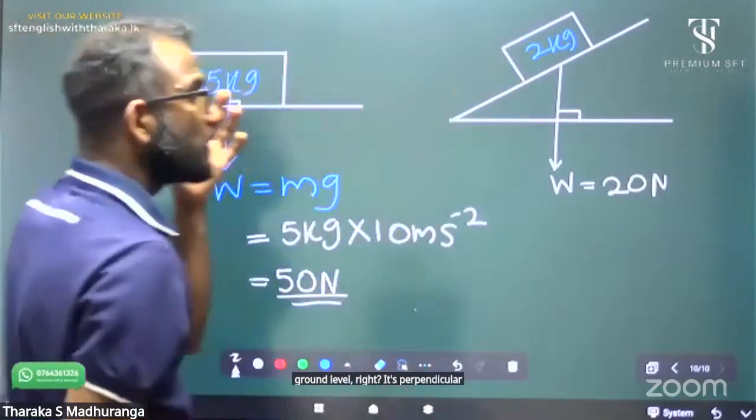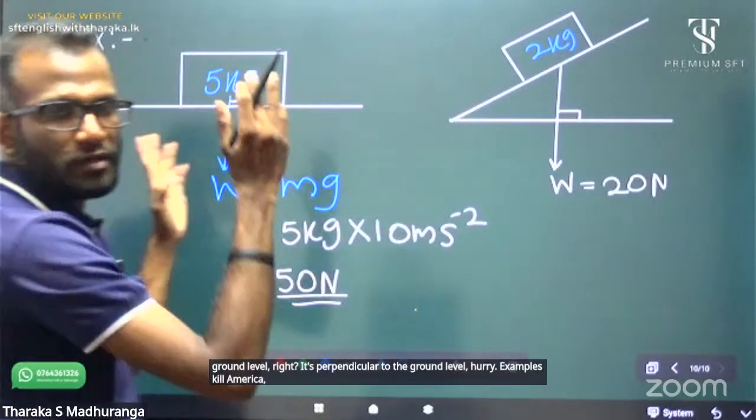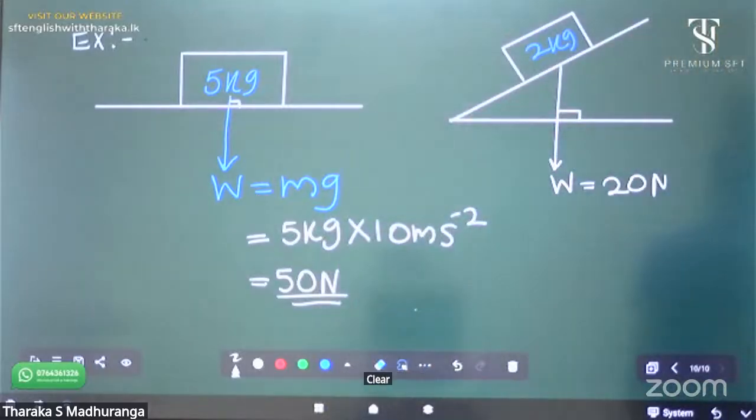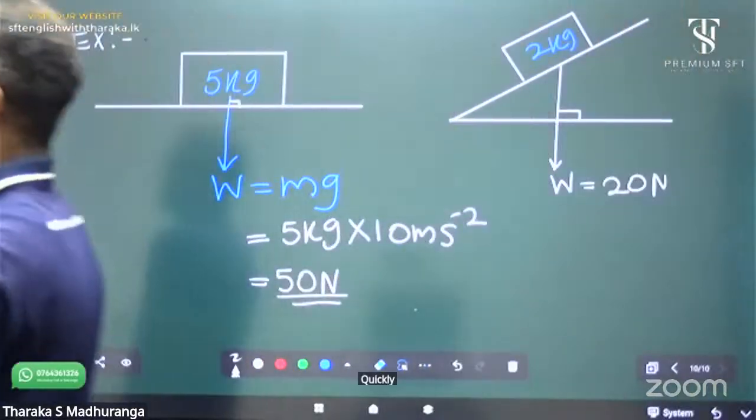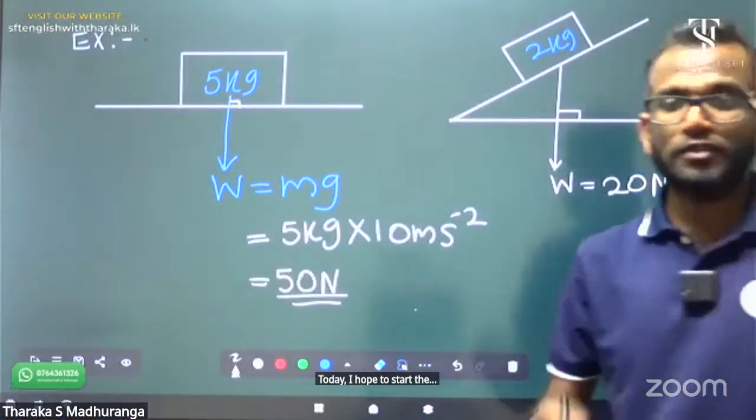Examples. Clearly draw this. Examples. Quickly draw. We are still discussing Newton's law. Today I hope to start friction force as well.